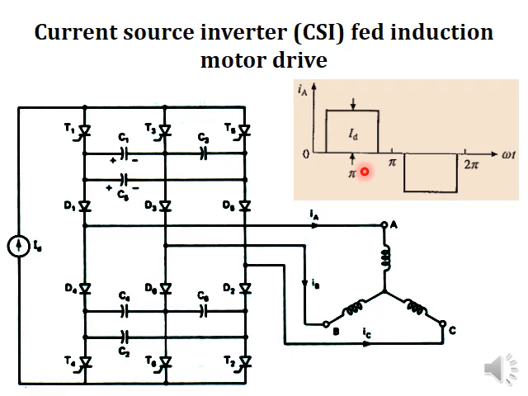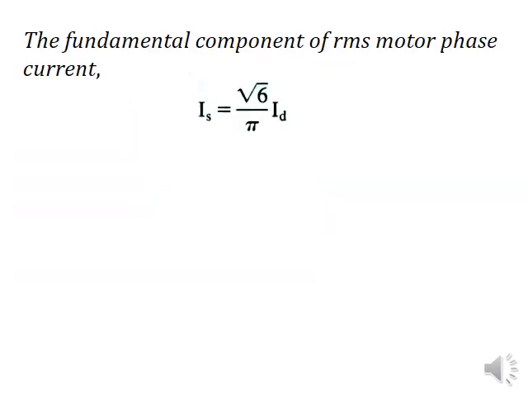And if we write the equation for the stator current of this induction motor, this is the stator of the induction motor. If we write the equation for the stator current of the induction motor with the help of Fourier series, the fundamental component of RMS motor phase current can be obtained as Is = (√6/π) Id.